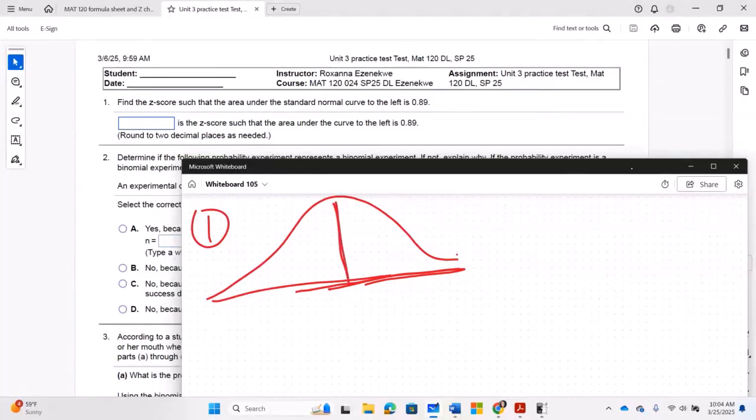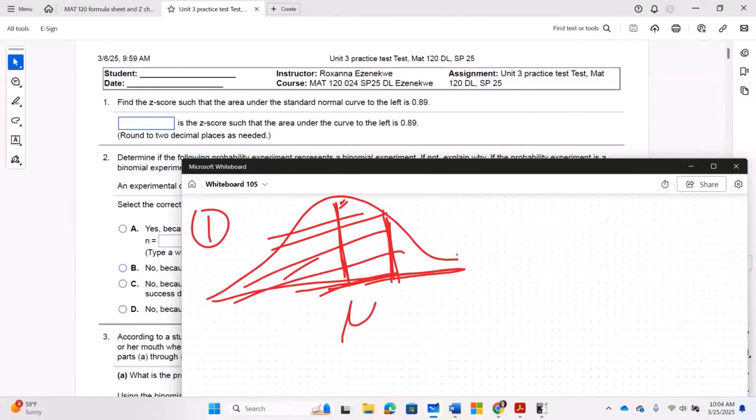The line of symmetry of the normal curve is the mean, and the mean takes 0.5. So from here down is 0.5. But the number here is 89%, so I think 89% should be somewhere here on the right hand side. I'm told to find the area to the left. Of course, the area given to me is area to the left. So that is 0.89. Well, the question says find the z-score.